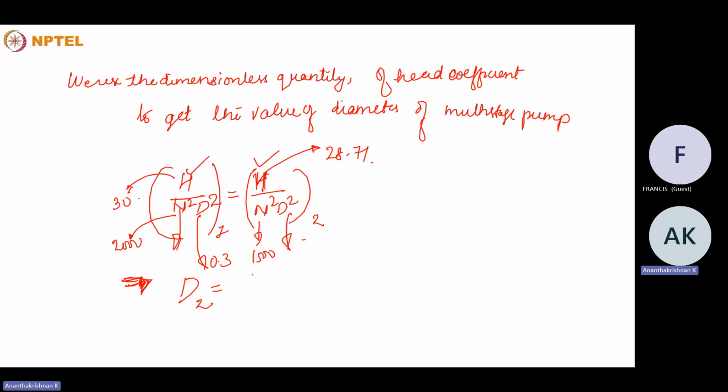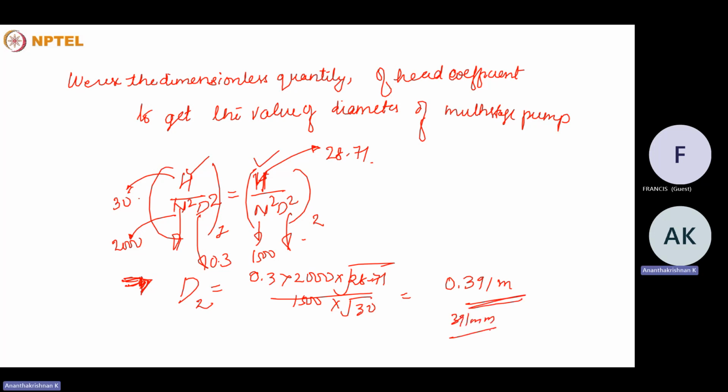So D2 will be coming around 0.391 meters. So that will be coming around 391 millimeters. So this is the answer.